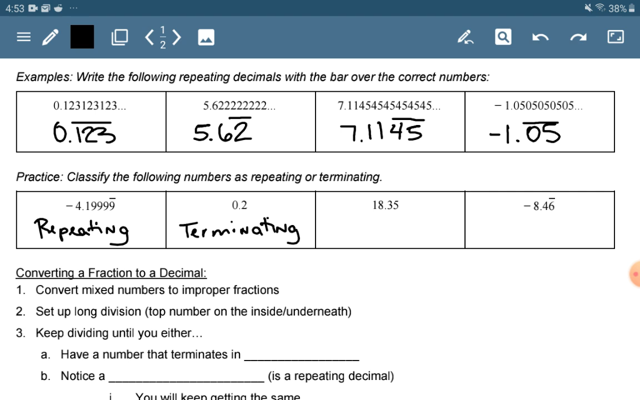18.35, again, no bar over any of the numbers, no dots to show that it continues. It stops, it ends, it's terminating. Finally, I do again see a number that has a bar over it. When I've got that repeating bar, that means it continues, and therefore this one is repeating.